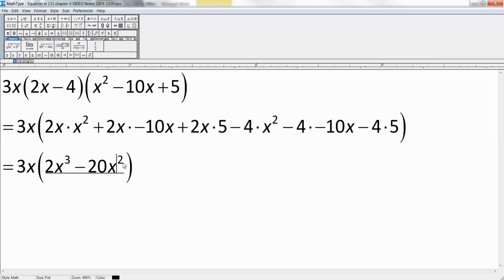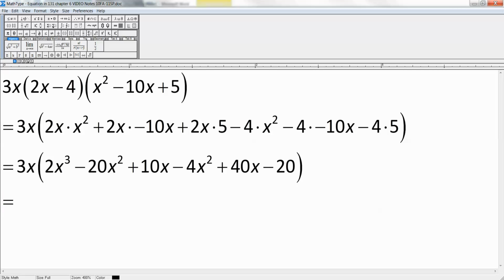X times x is x squared. Then you have a plus 10x because 2 times 5 makes 10. Then you have a minus 4x squared. I mean, you don't have to write it out. It's 4 times an x squared makes 4x squared. And then minus 4 times minus 10, that's the hardest one. Minus times a minus makes positive. So that's positive 40x minus 20.